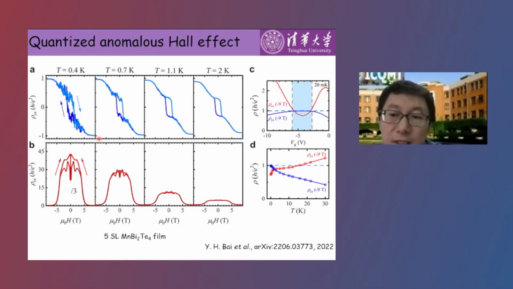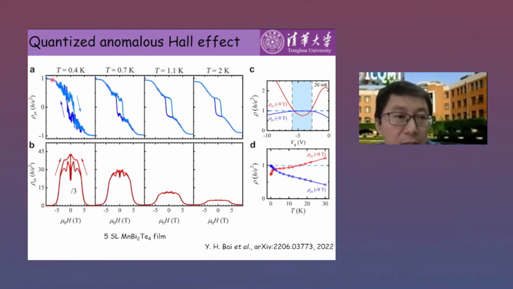Recently, Professor Ke He's group has successfully observed the quantized anomalous Hall effect in the 5SL film. The overall shapes of the rho YX and the rho XX versus H are very similar to those observed in manganese bismuth telluride flakes that were cleaved. The high field and the low field parts of the curves roughly correspond to the ferromagnetic and antiferromagnetic configurations, respectively.